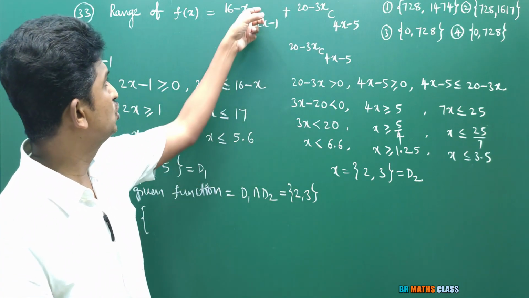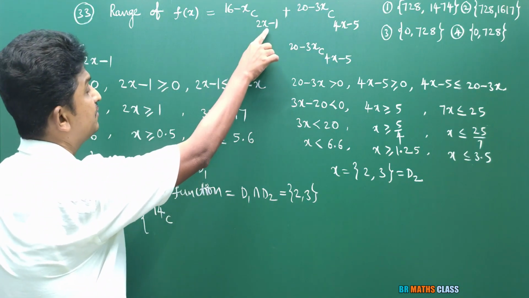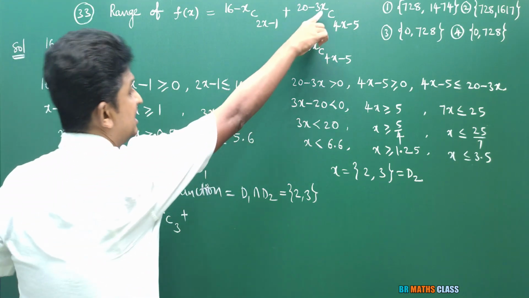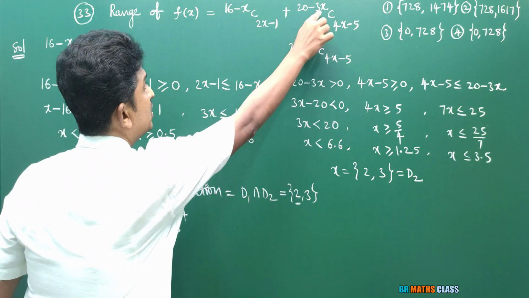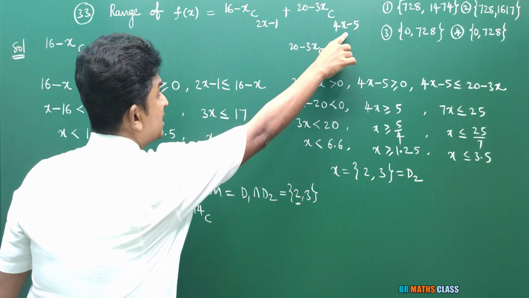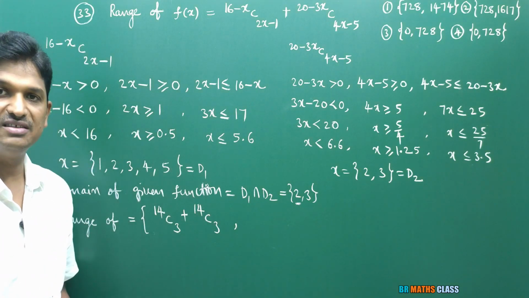First you put x equal to 2 in this. 16 minus 2, that is 14. C, in place of x you write 2. 2 2s are 4, minus 1 is 3. 14C3 plus, here also in place of x you write 2. 20 minus 6, that is 14. C, 4 2s are 8. 8 minus 5 is 3. Okay, 14C3 plus 14C3, comma.